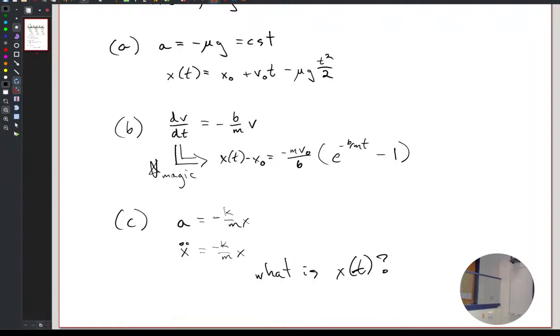K over M is a constant. No, well, two derivatives of x.